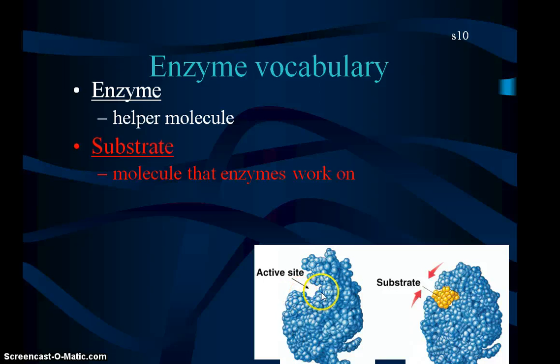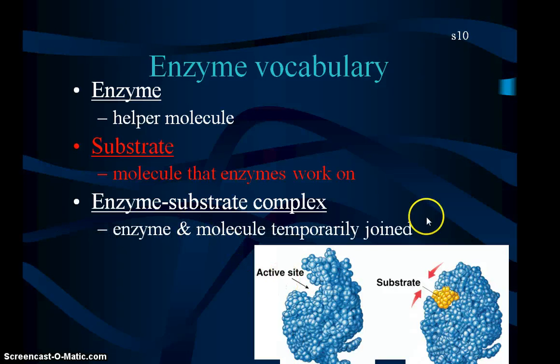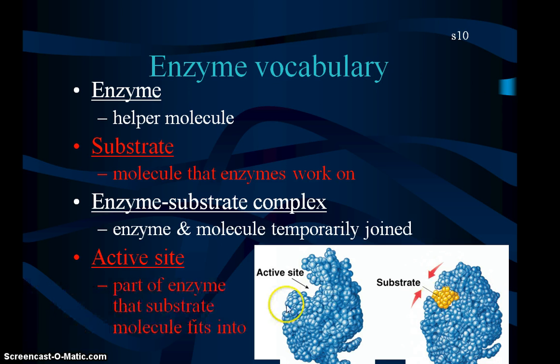And it all happens at the active site, the little hole or groove on the enzyme. Okay, so when the substrate binds with the enzyme, we call that the enzyme substrate complex because they're added together. They're temporarily connected. And again, active site is just a part of the enzyme where the substrate will fit into it. So it's a little groove or opening on the enzyme.